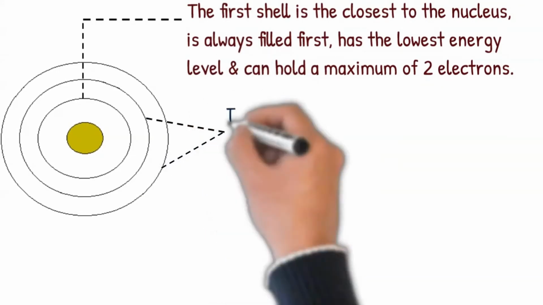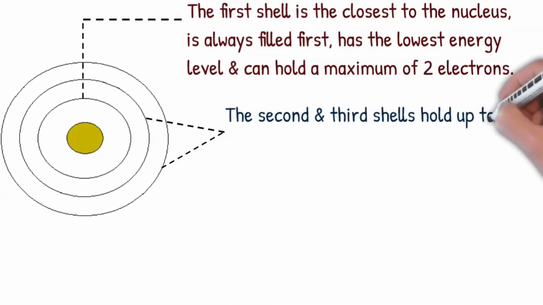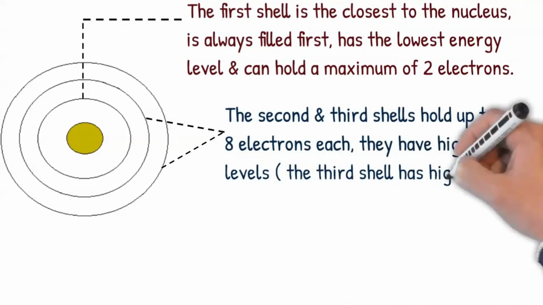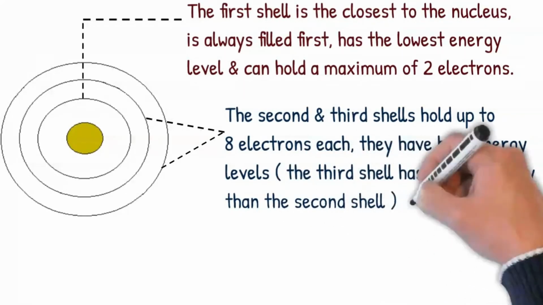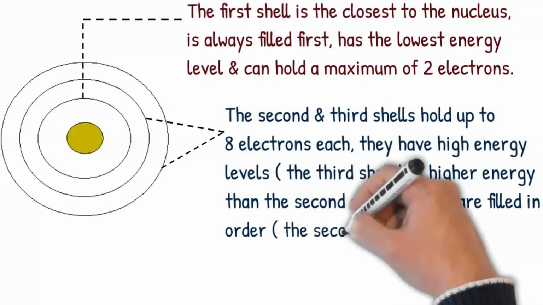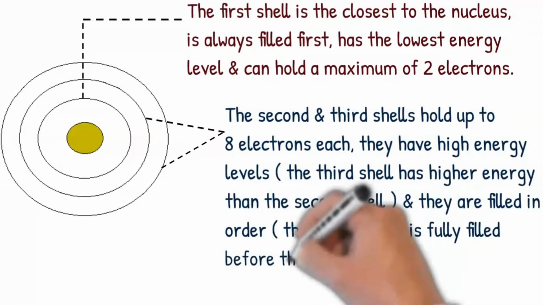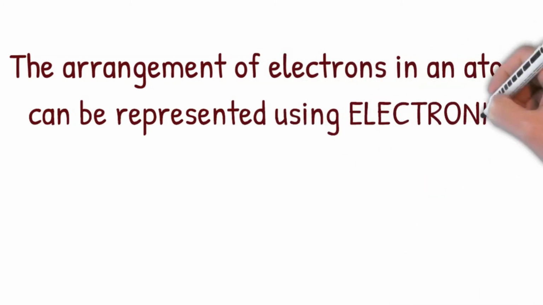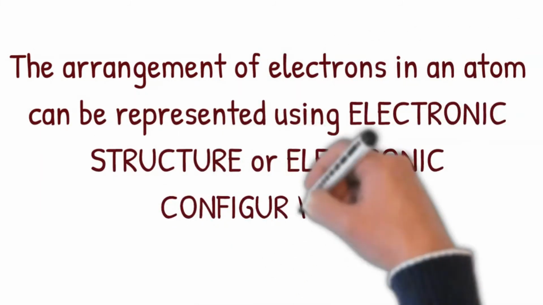The second and third shells hold up to 8 electrons each, they have high energy levels, the third shell has higher energy than the second shell, and they are filled in order, the second shell is fully filled before the third shell. The arrangement of electrons in an atom can be represented using electronic structure or electronic configuration.